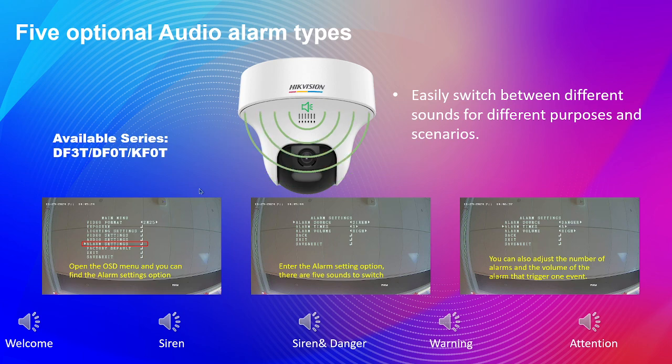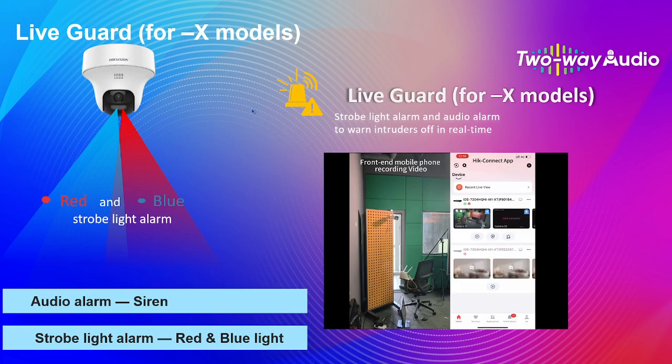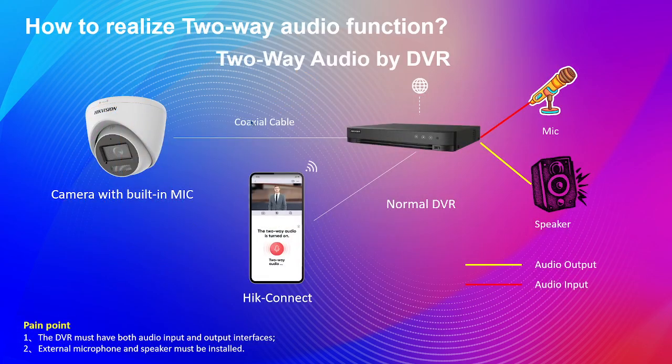Then we have optional audio options like welcome, a siren about danger, warning, and even attention. So you can select which audio you want it to play. Then you have now lifeguard, where we get the speaker alarm, the audio alarm. Apart from the audio alarm, we get red and blue lights. So that is the SRB models.